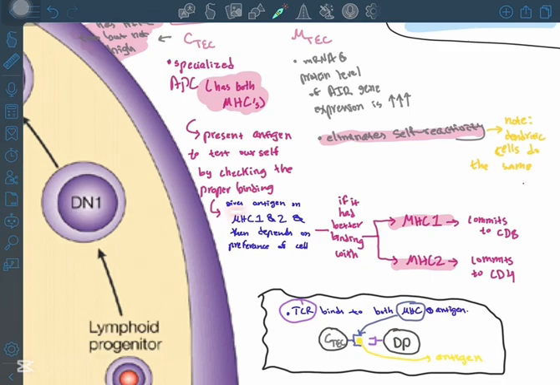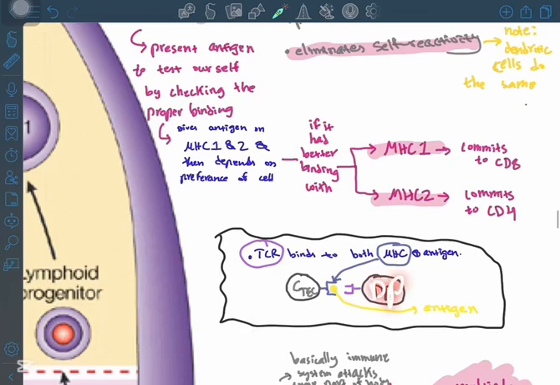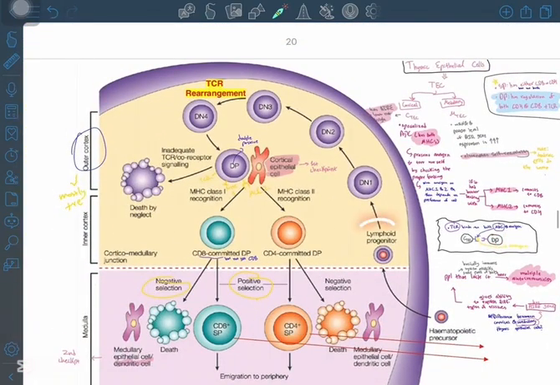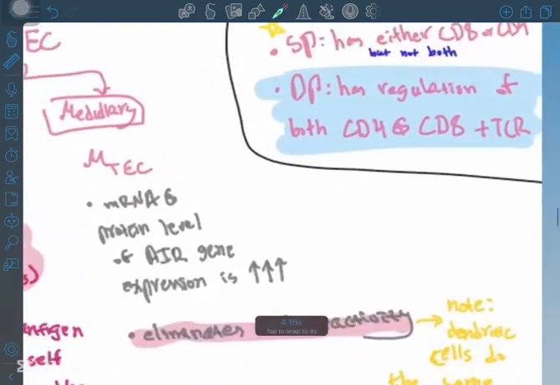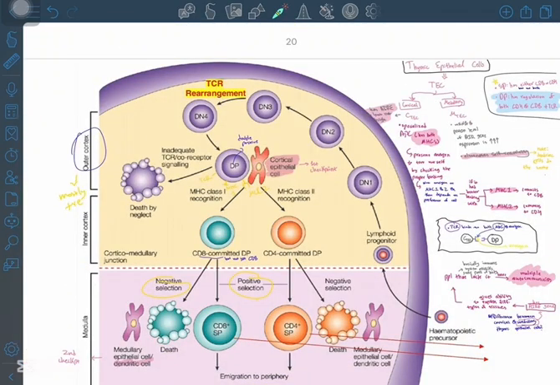Okay, and once it does that, for example, here I have a double positive, because we did say that we have the lymphoid progenitor, and it's converted to DN1, and then DN2, DN3, DN4, and then it is converted to double positive. By the way, for your information, when I'm speaking about double positive, that means it expresses both CD4 and CD8 on the TCR. So to be able to choose to make it only CD4 or only CD8, we have this process, the positive selection.